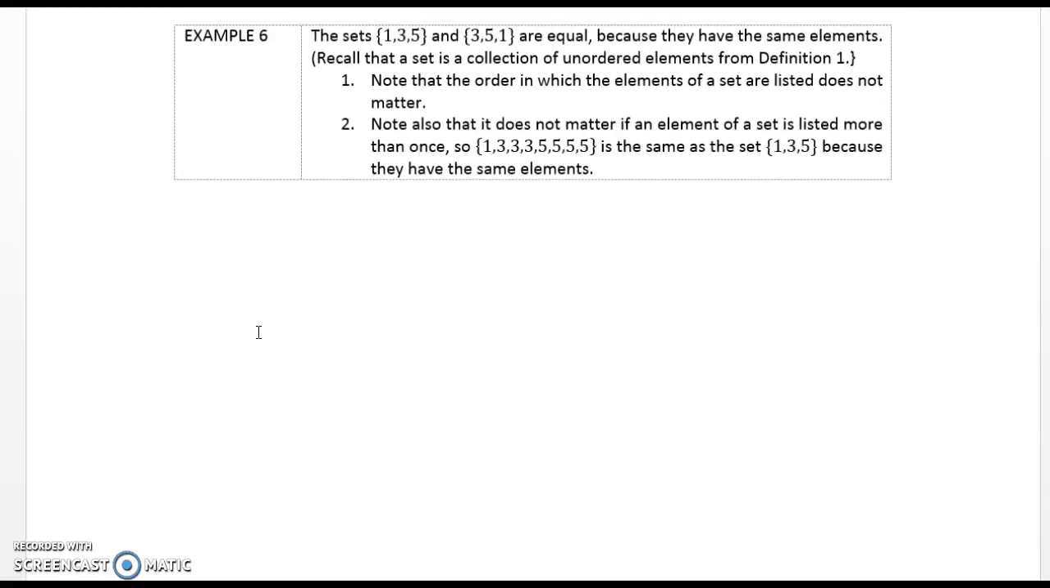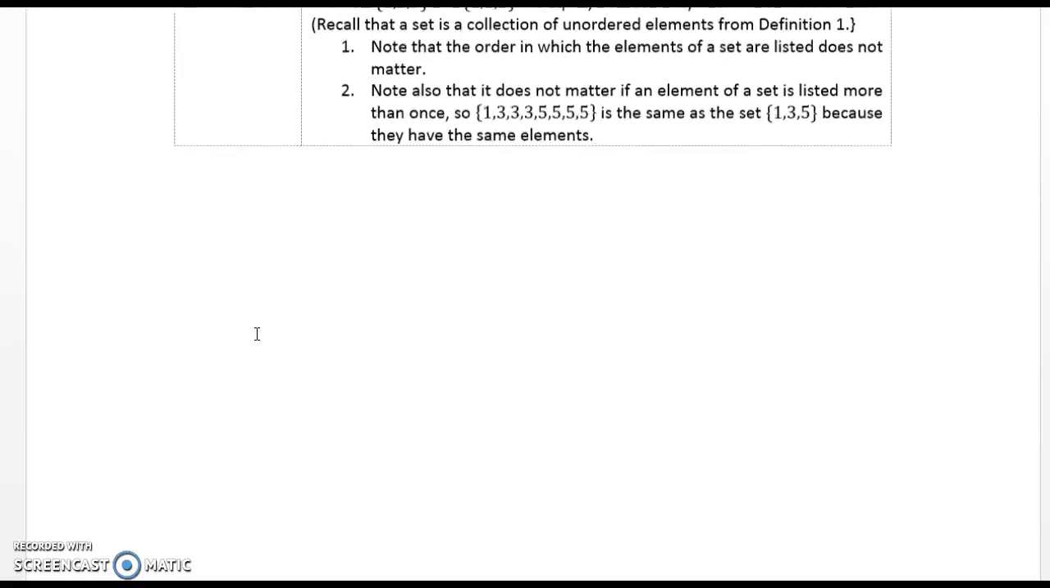Example 6. The sets {1, 3, 5} and {3, 5, 1} are equal because they have the same elements. Recall that a set is a collection of unordered elements from Definition 1. Note that the order in which the elements of a set are listed does not matter. Note also that it does not matter if an element is listed more than once. If an element in the set is listed more than once, {1, 3, 3, 3, 5, 5, 5, 5} is the same as {1, 3, 5} because they have the same elements.